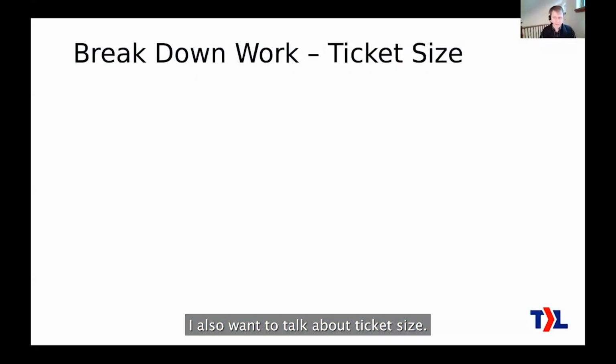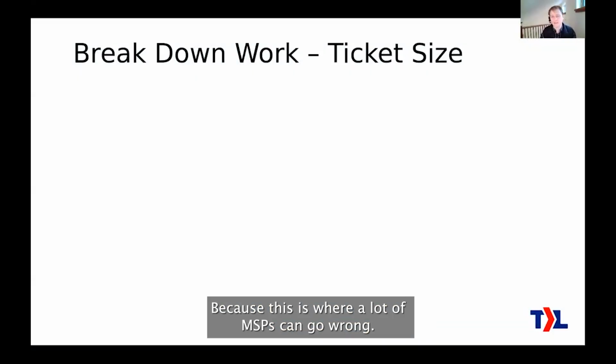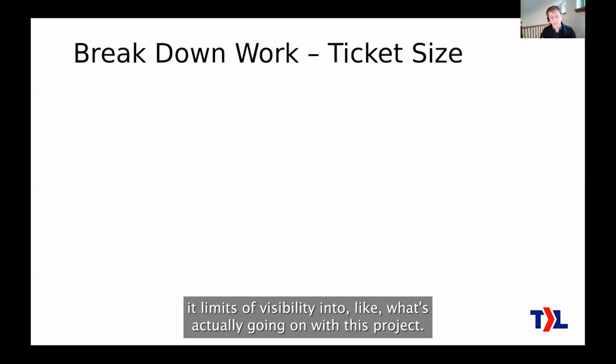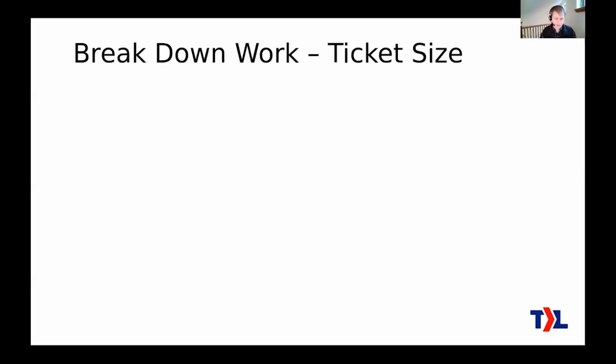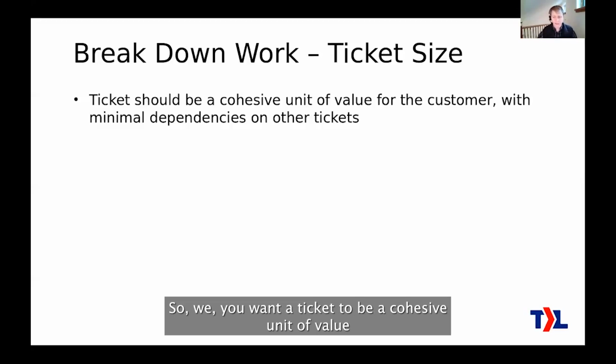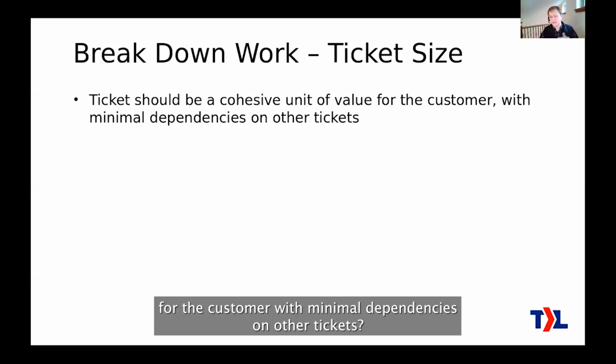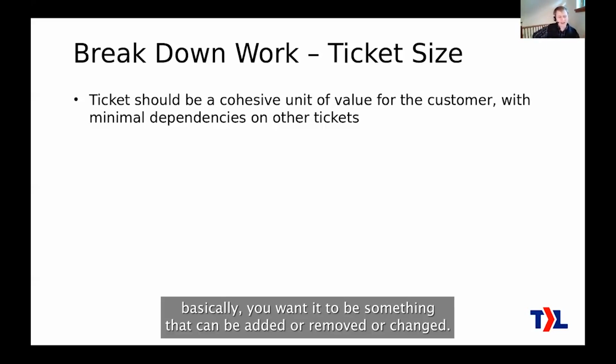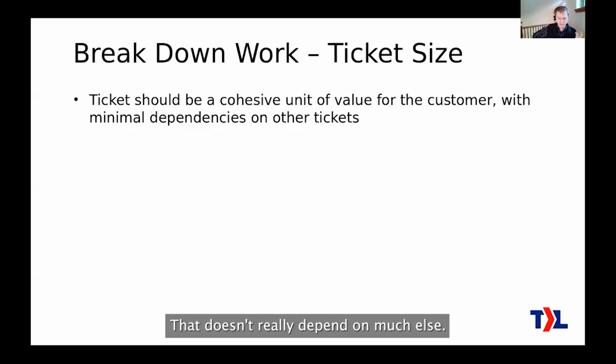I also want to talk about ticket size because this is where a lot of MSPs can go wrong, and it has a big impact. It limits the visibility into what's actually going on with this project. So you want a ticket to be a cohesive unit of value for the customer with minimal dependencies on other tickets. Okay, so what does that mean? Basically, you want it to be something that can be added or removed or changed that doesn't really depend on much else.